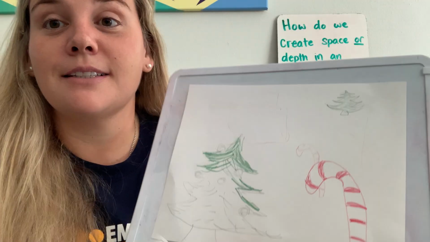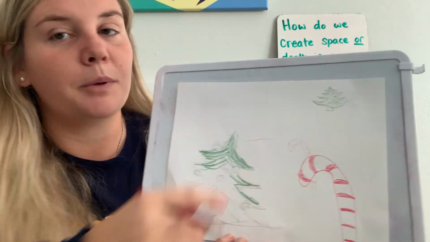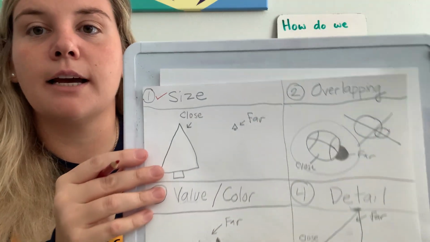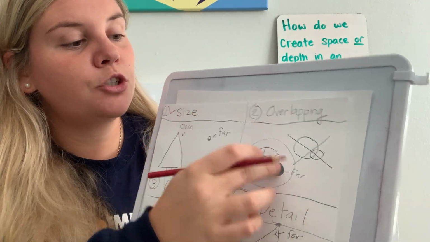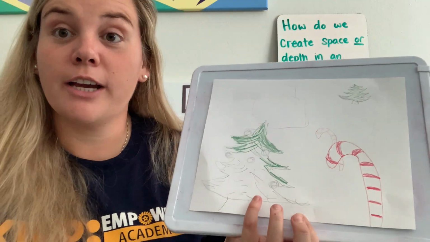Once I know I practice each thing, I'm gonna put a check mark. So let's see. I practice size because this tree is bigger than this tree. That's farther away. So I could just put a little check mark next to size. I practiced that one. Number 2, overlapping. I just practiced that with my candy canes. So I'm gonna put check.